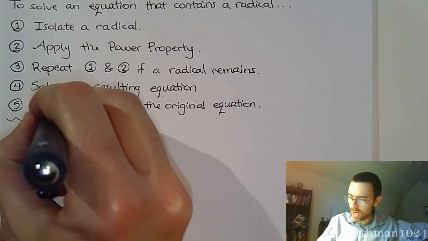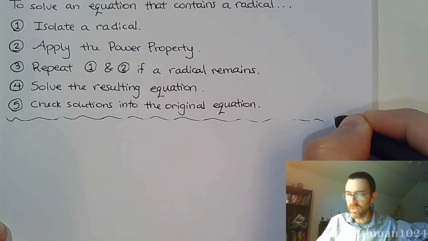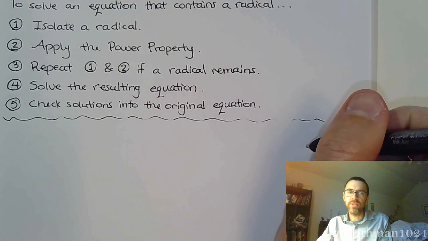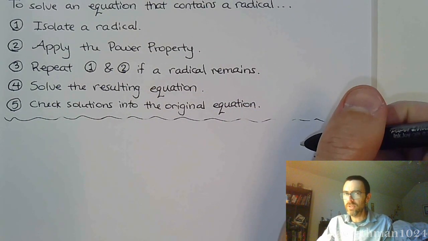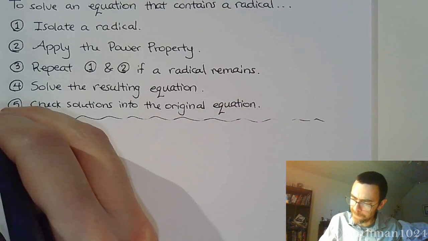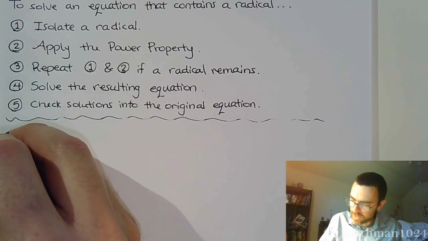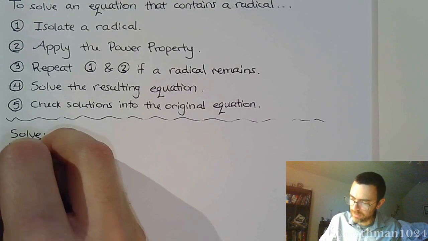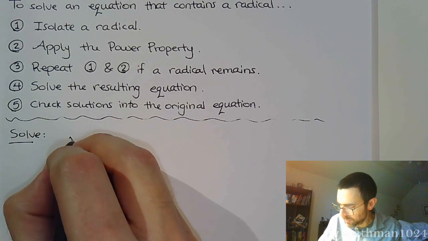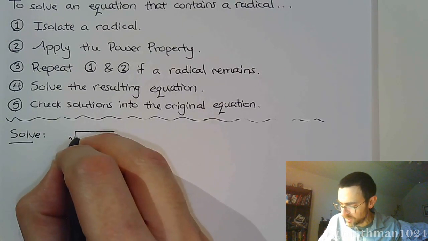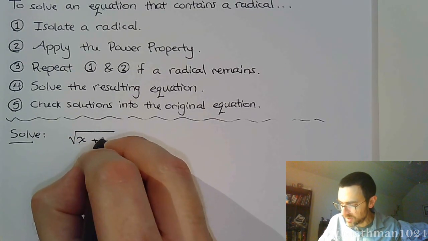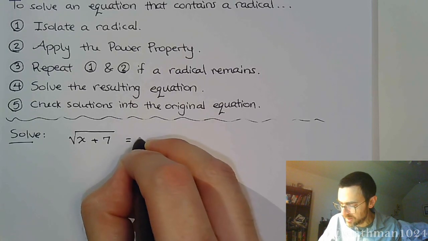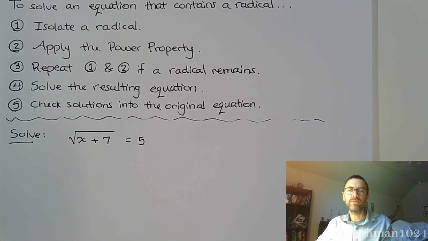Now, these problems really don't get to be too complicated. There are a few that are kind of messy, but all in all, they're really not too terribly bad. So if I ask you to solve, let's keep it nice and simple. Let's take the square root of x plus 7 equals 5.